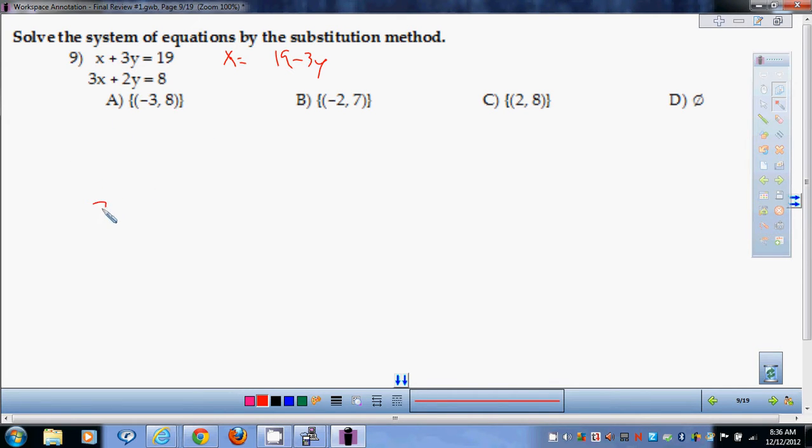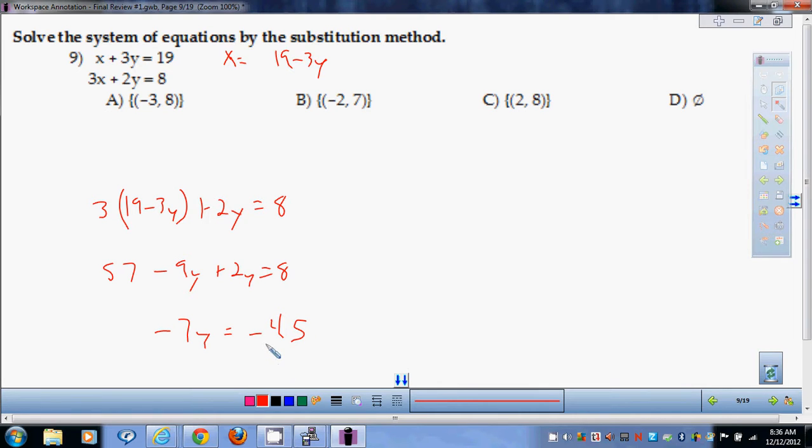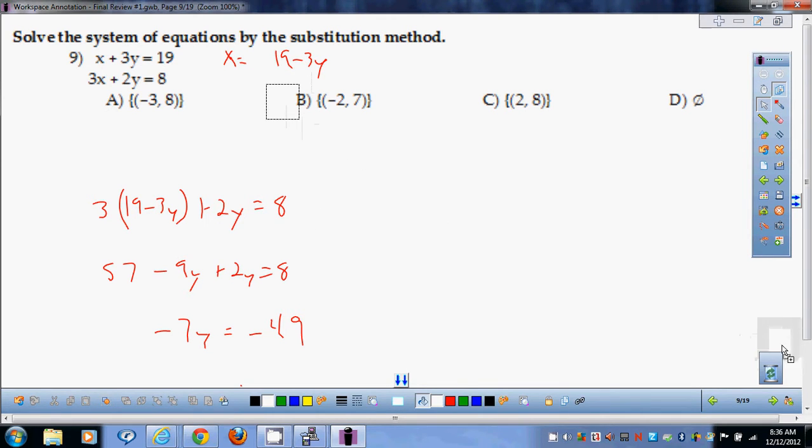Plugging that into my bottom equation, 57 minus 9y plus 2y equals 8. Subtract 57. Negative 45? Is that right? That can't be right. That's going to be ugly. What is it? Divide by negative 7, and y is 7. Therefore, the option has to be B.